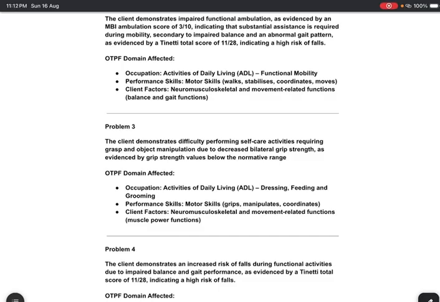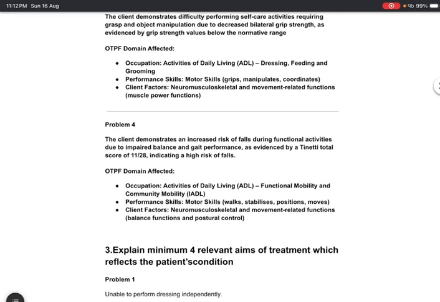This may affect his ability to grasp, hold, and manipulate objects during self-care activities, particularly dressing and other activities that require functional hand use. According to the OTPF, the affected occupations include ADLs such as dressing, feeding, and grooming. The affected performance skills are gripping, manipulating, coordinating, while the main client factor is neuromusculoskeletal and movement-related function, particularly muscle power.